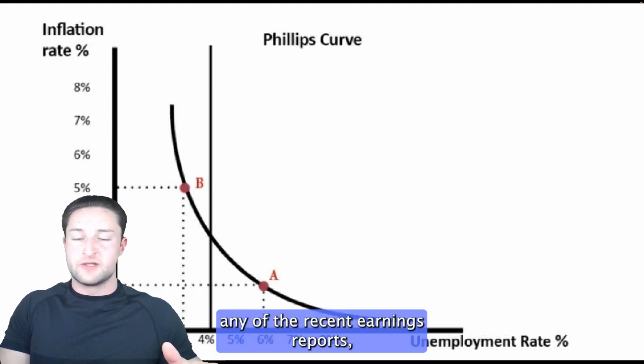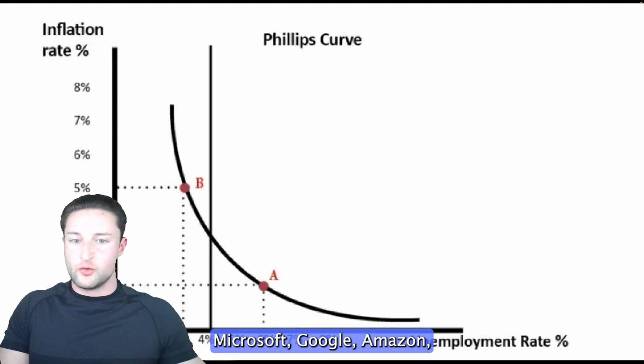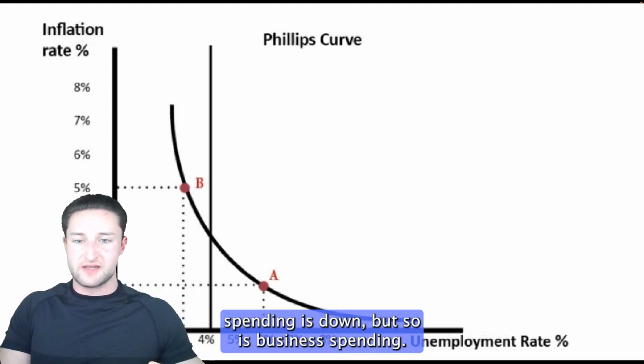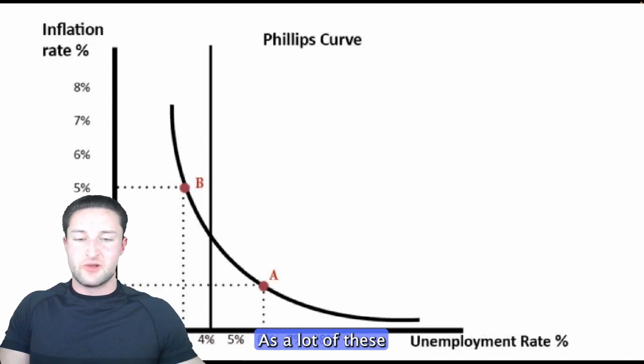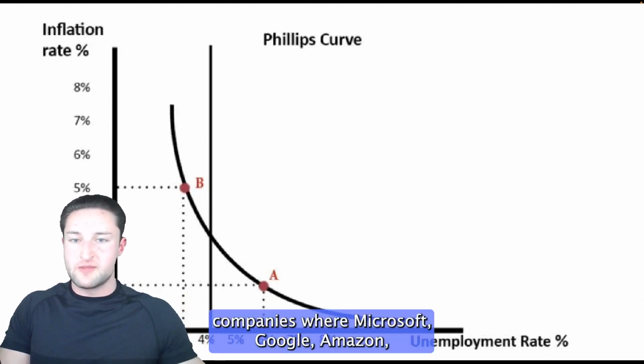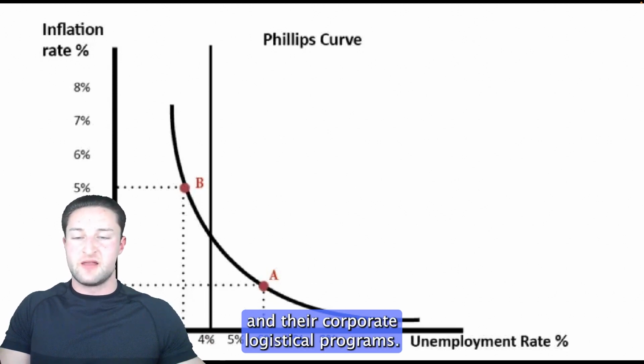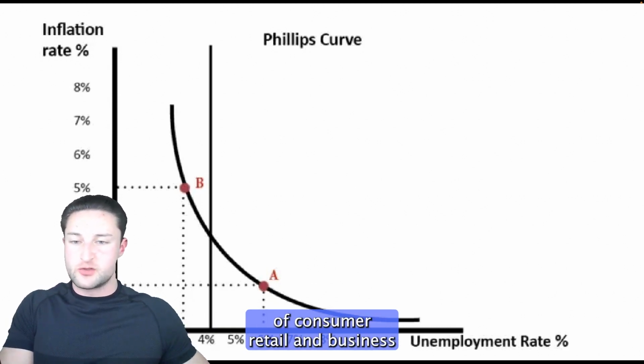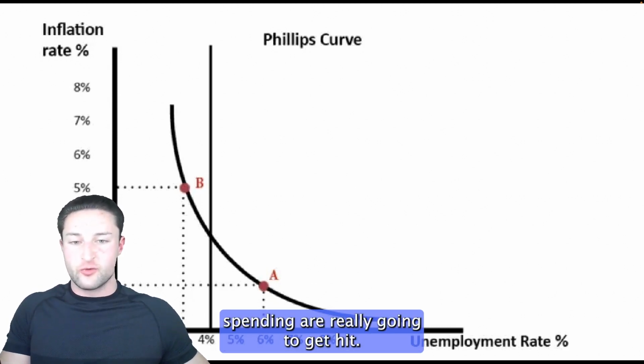If you listen to any of the recent earnings reports, Microsoft, Google, Amazon were all notable names that said consumer spending is down, but so is business spending. And a lot of these companies, Microsoft, Google, Amazon, they all rely on cloud services and their corporate logistical programs, right? With AWS, with Microsoft Azure, those companies at the forefront of consumer, retail, and business spending are really going to get hit.